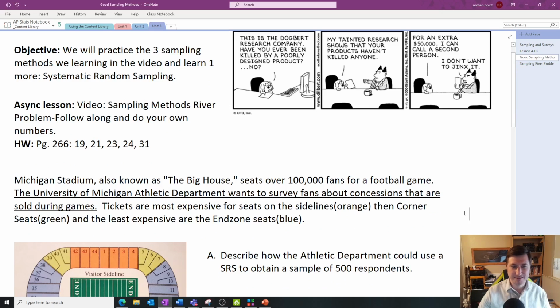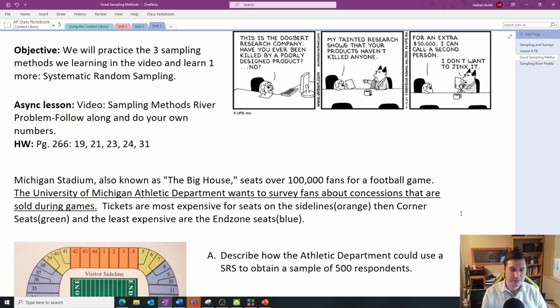All right, let's do this. The Michigan Stadium, I assume football stadium, also known as the Big House, seats over 100,000 fans for a football game. The University of Michigan Athletic Department wants to survey fans about concessions that are sold during games. So how good is the food?